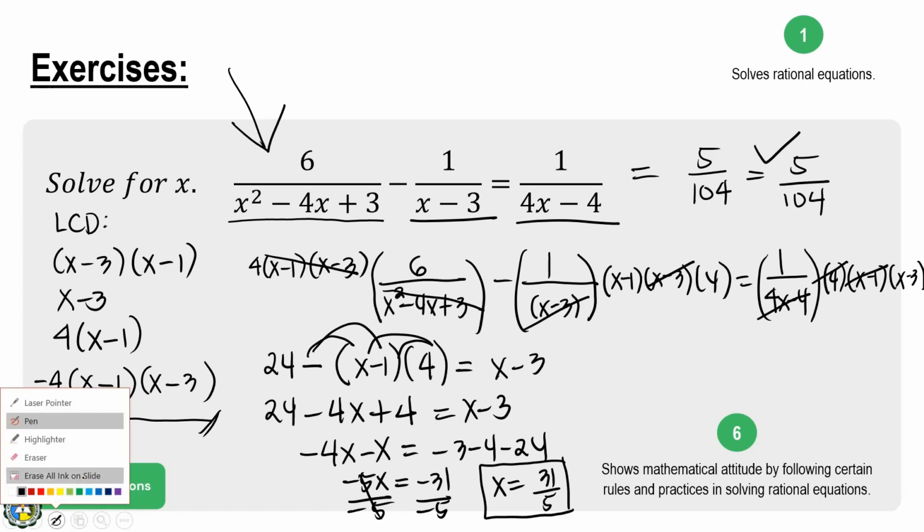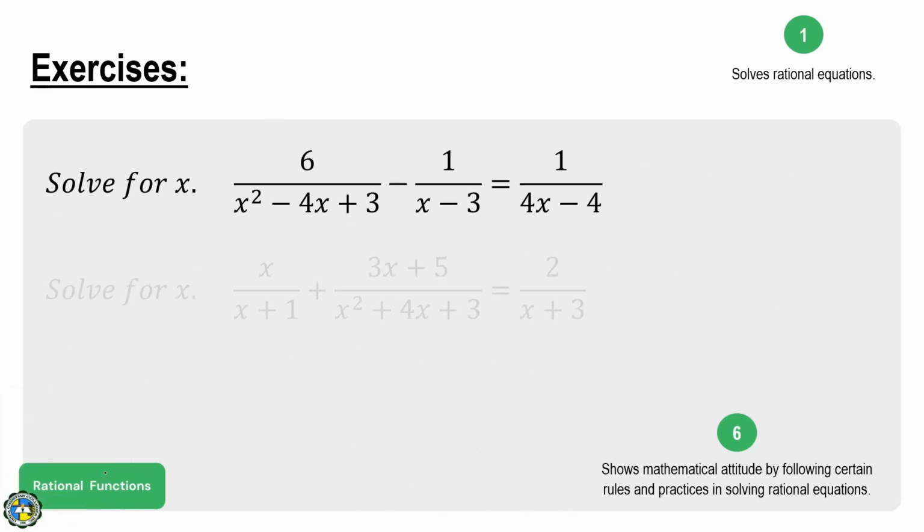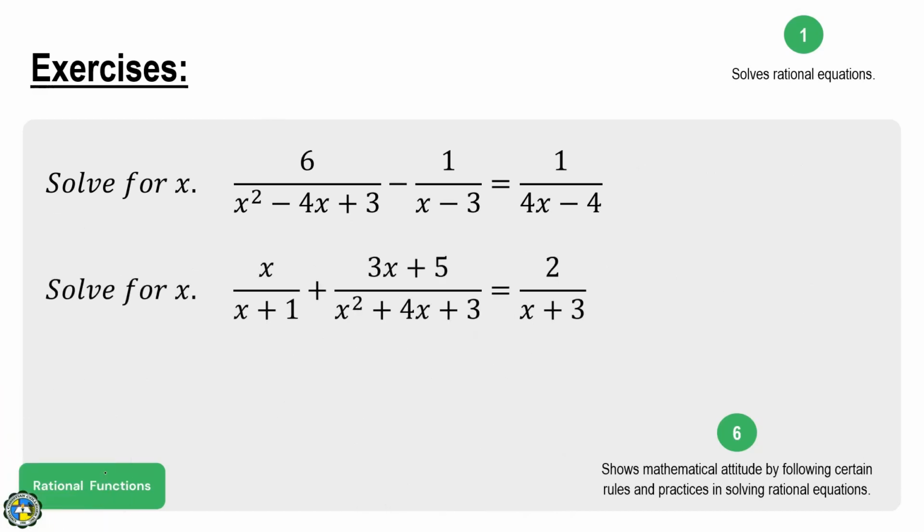It's more challenging when the expression looks like this. Let's try one more so we can be more challenged and practice more how to perform LCD, some cancellations, and simplifying. Okay? So, let's have our second example. So, I have here this given equation.